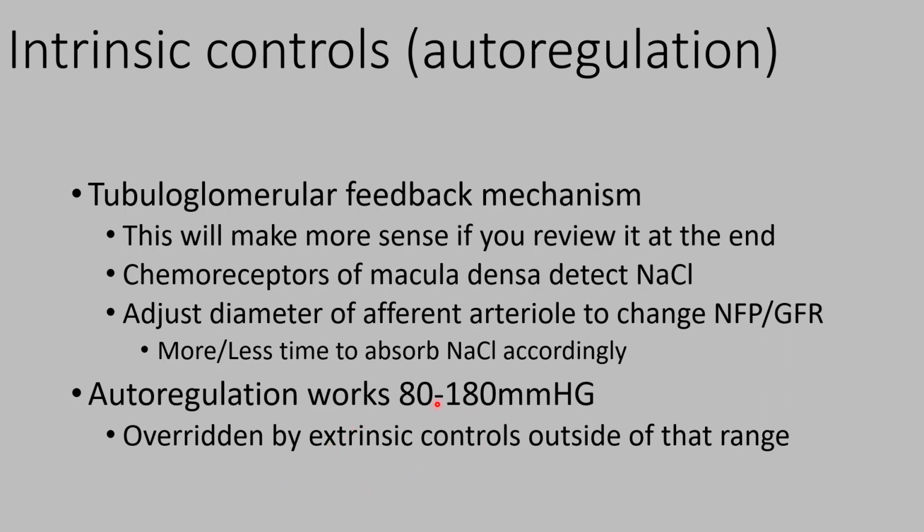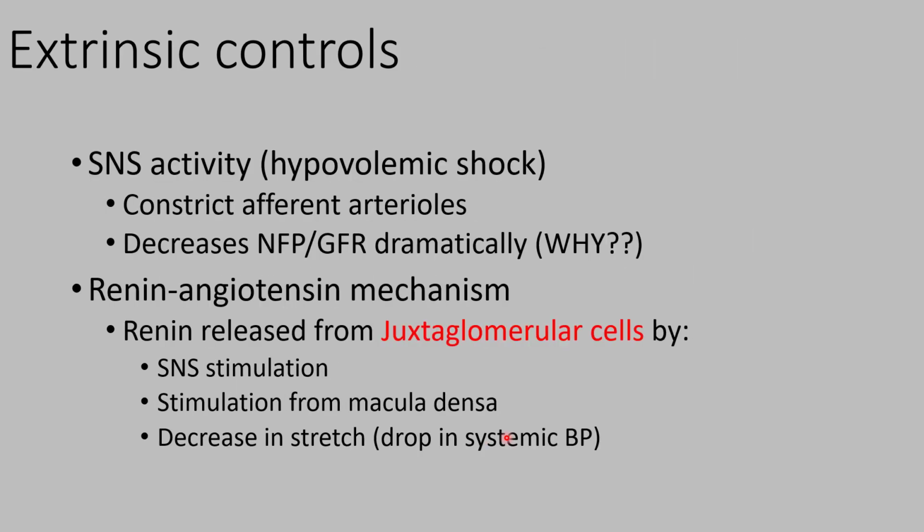Outside of that, it is overridden by extrinsic controls. Extrinsic controls just means things outside of the kidneys. The kidneys control within that range. If MAP is outside of that range, then that means things are dire and we need extra help. We need help from outside the kidneys. And SNS will take over, for example, in states of hypovolemic shock.